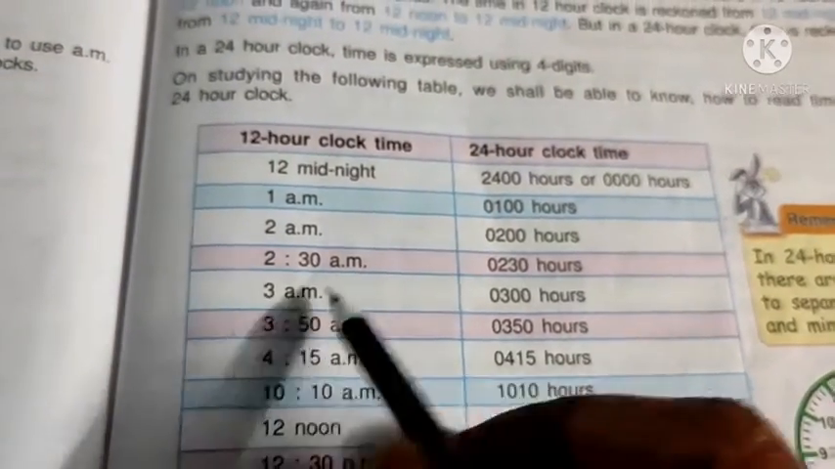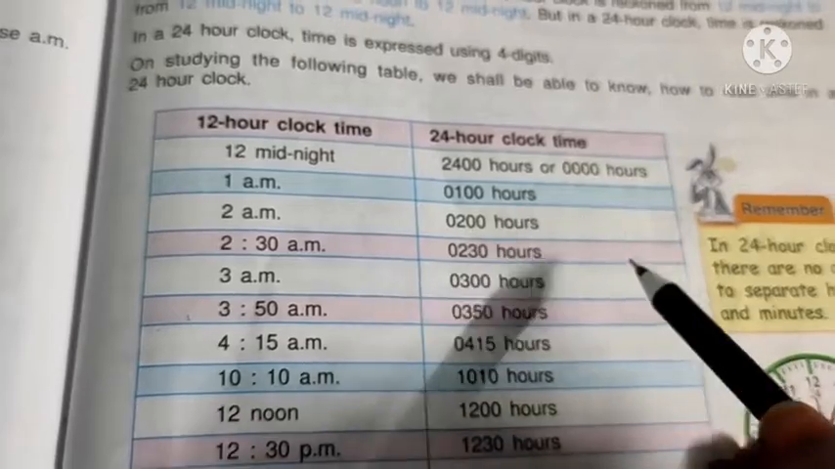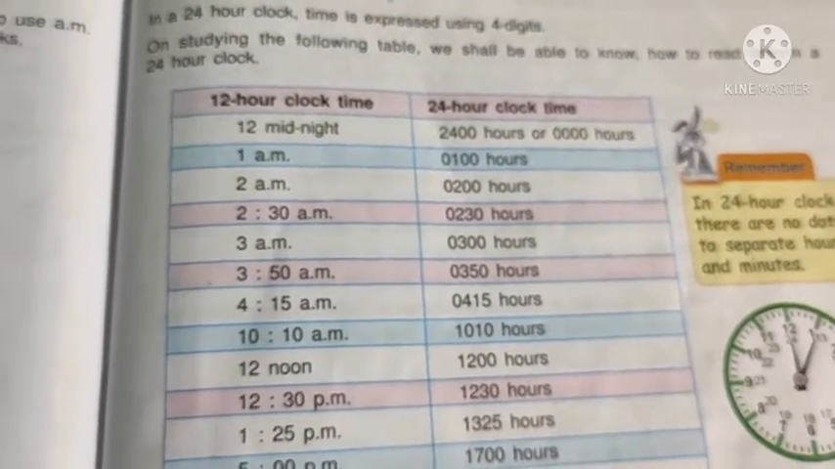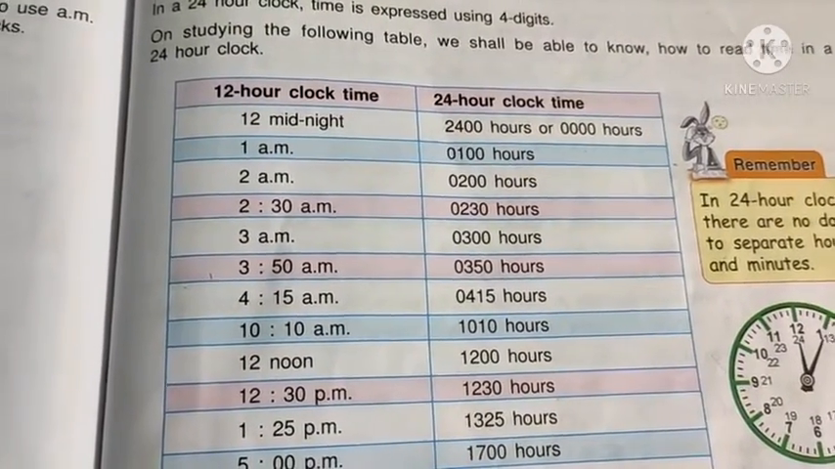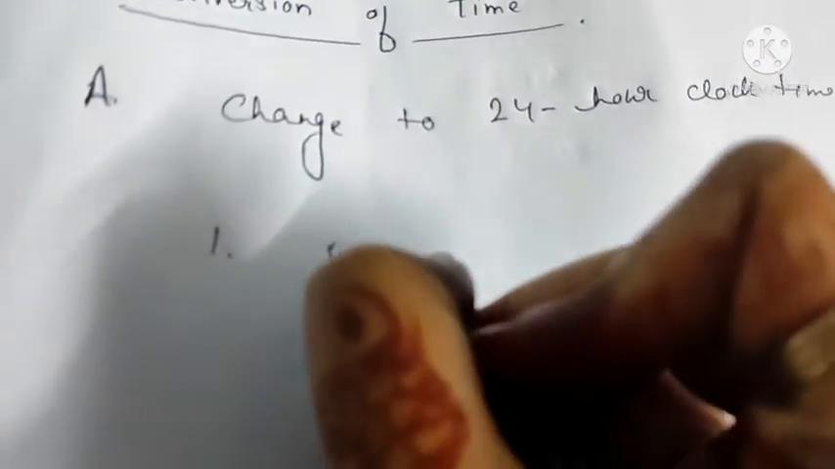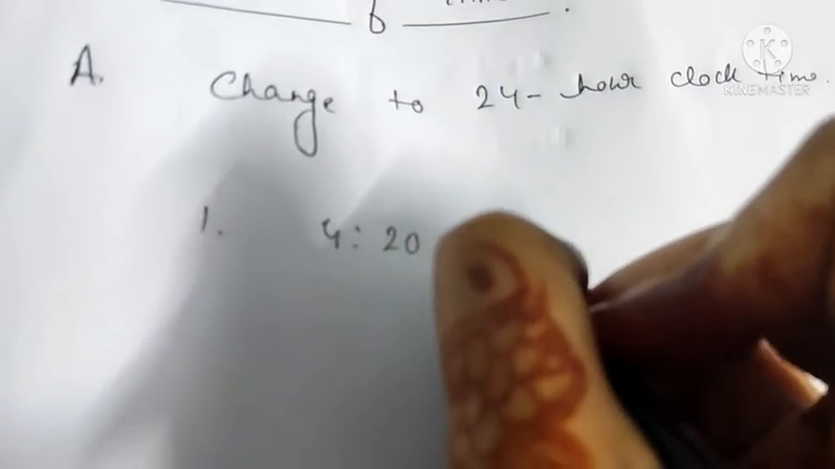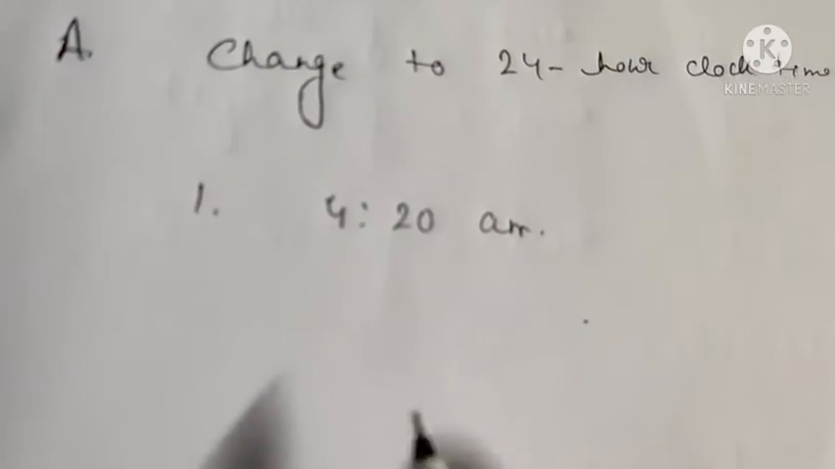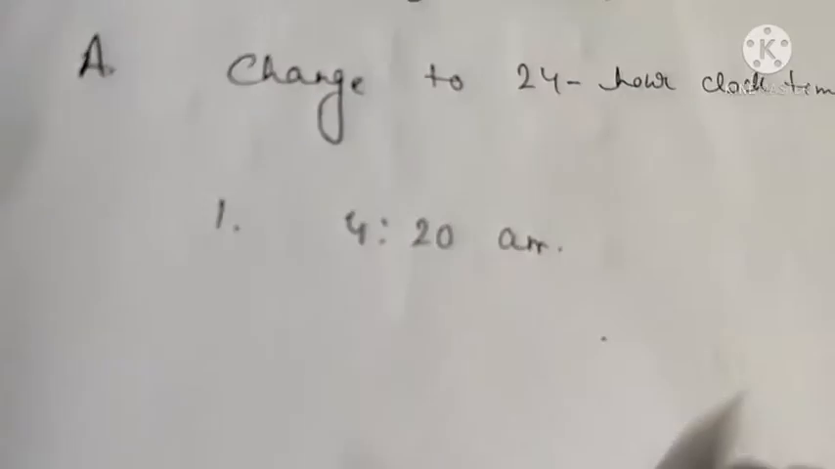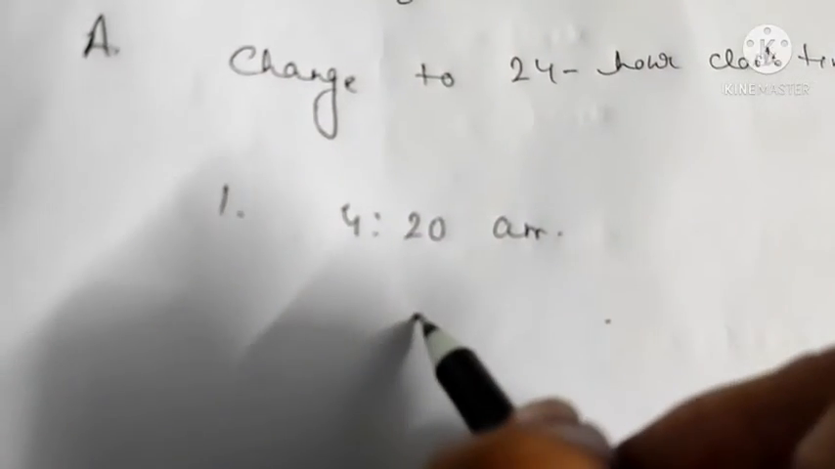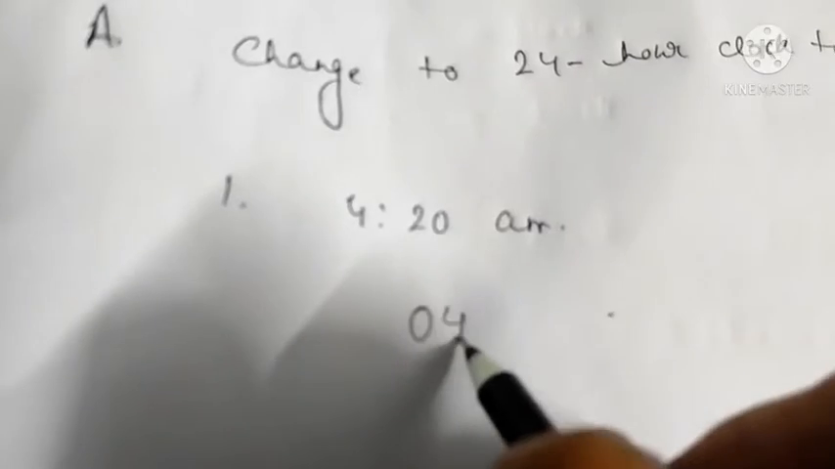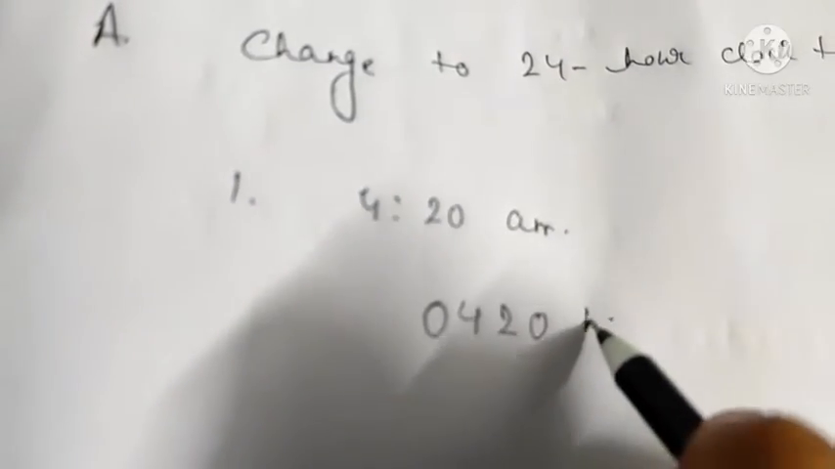So by studying this table, we shall be able to know how to read time in a 24-hour clock. So here number 1 is 4:20 AM. For AM, we just put down hours and minutes side by side without separating them. So this can be written as 0420 hours.